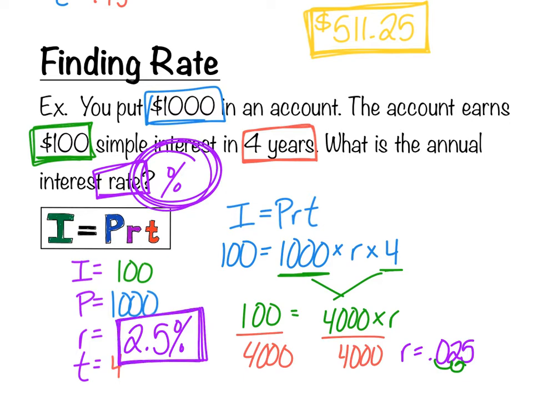So if you're missing one of the variables on the right side of the equation, like we were missing R right there, multiply the two numbers that you do have together and then divide that number over so you can solve for that missing variable.